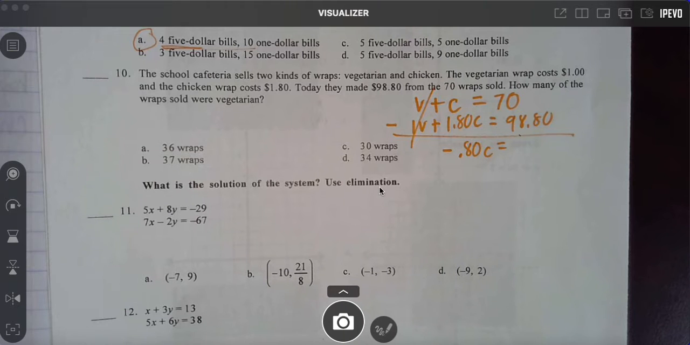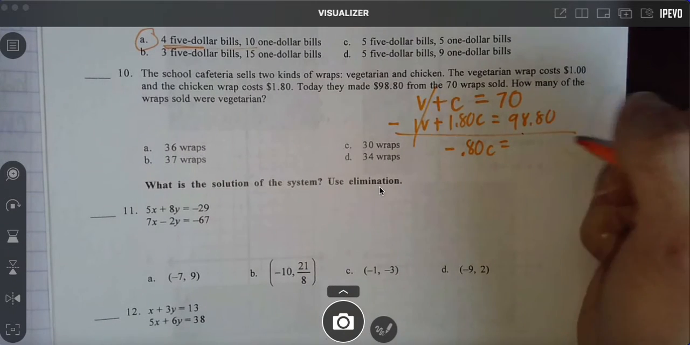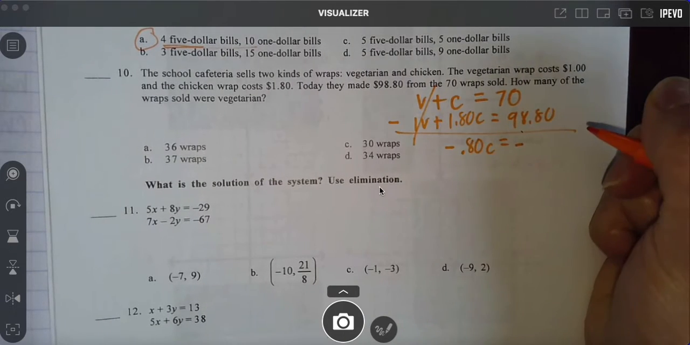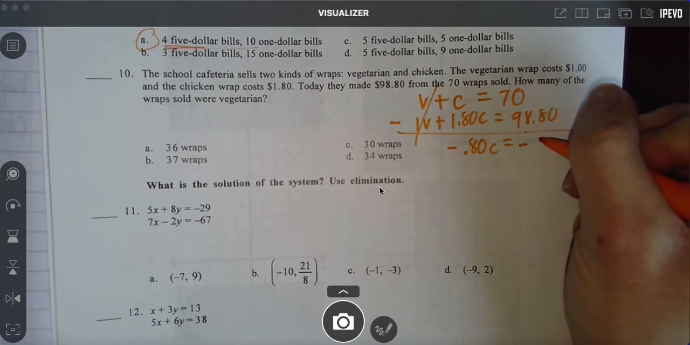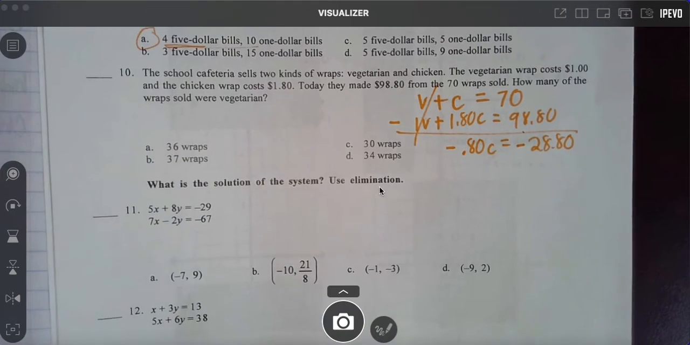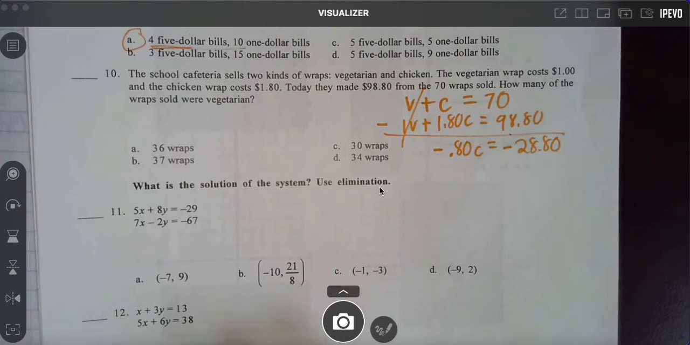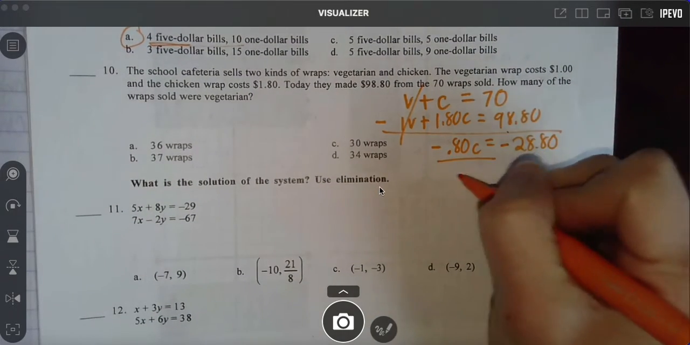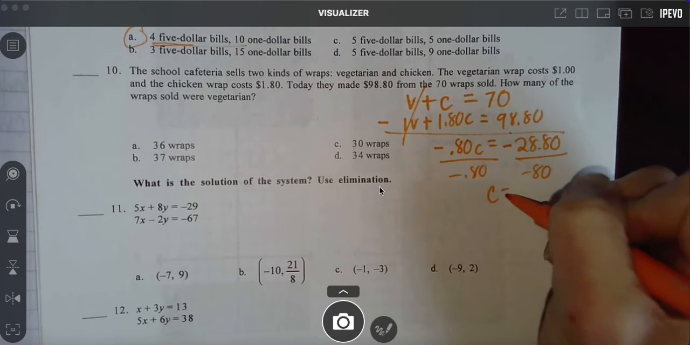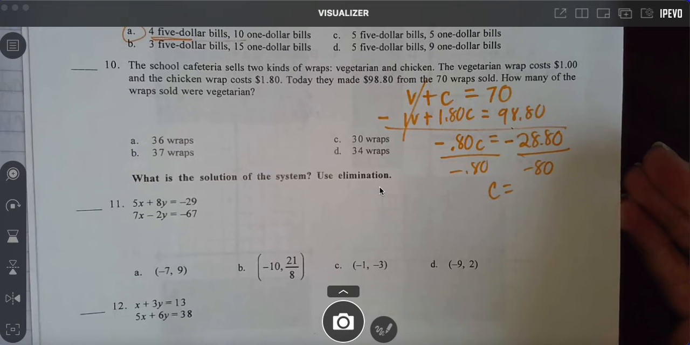Anybody? Can you say it again? You say it again. 70 minus 98.80. Okay, I can do... Okay, yeah. I was like, wait, what? Okay, there we go. That sounds right. Then what do I do to solve? Divide by the negative 0.80. And what do we get for our chicken wraps? How many chicken wraps are there?